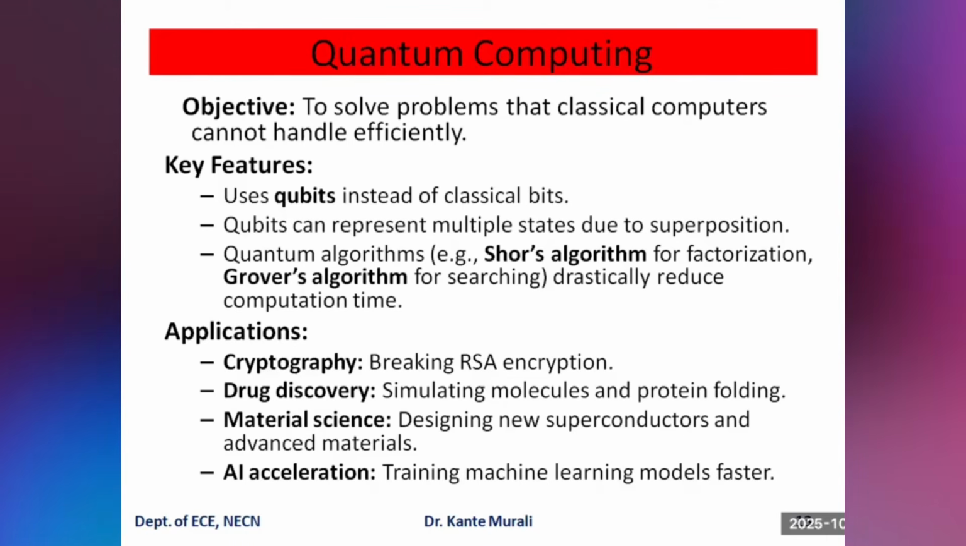Ultimately, it leads to the saving of time. As you came across, Google's Sycamore was able to solve the problem in 200 seconds, where a classical computer took 10,000 years. Just imagine how fast it is. Coming to the applications, you can use it in cryptography, drug discovery, material science, and AI acceleration.